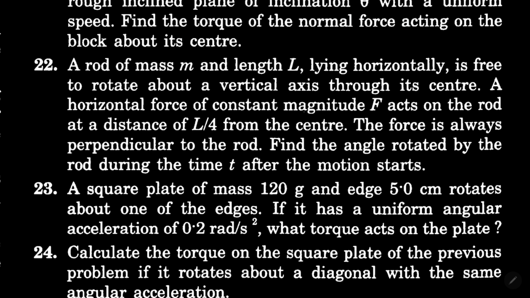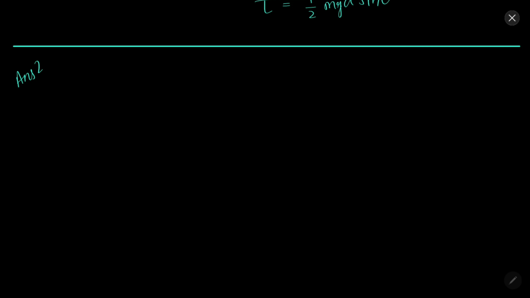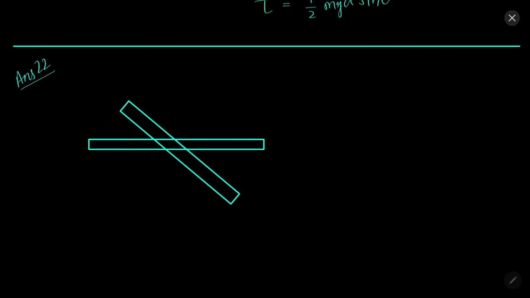In question 22, we have a rod of some mass. The force is always perpendicular to the rod. We need to find the angle rotated by the rod during the time t after the motion starts. So solution 22. The scenario will look something like this. Let this be A dash, B dash, and this be A, B, and this is 1/4.